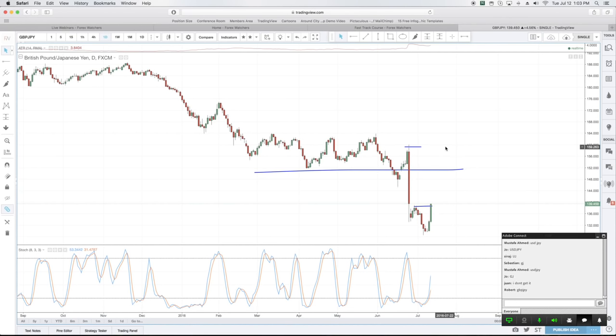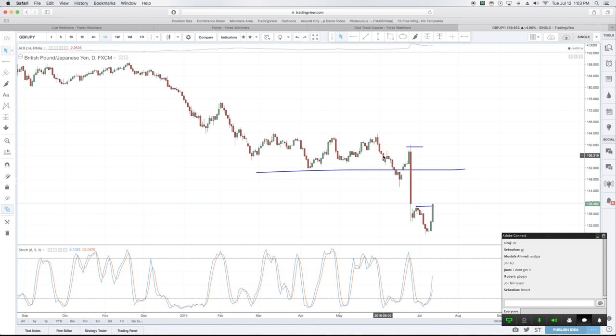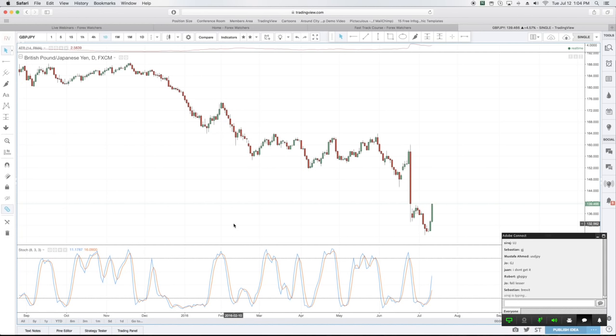Now, why is it pulling back so hard? Okay. So again, I think you'll get all this information in the fast track course. But Brexit. But you'll get all this information on the fast track course. Let's not get away from divergence for now. Let's just continue with that. Okay, so. Let's go and look at some more divergences.